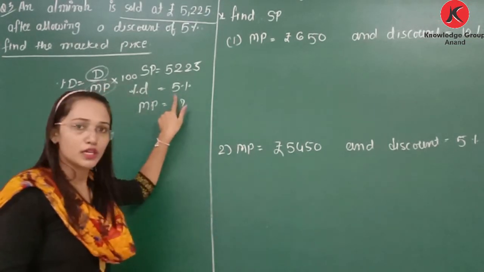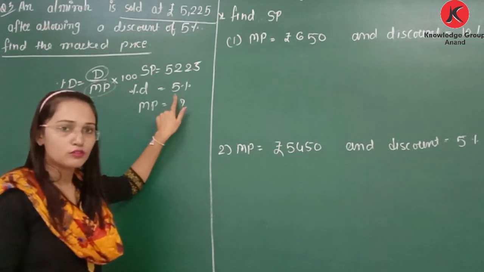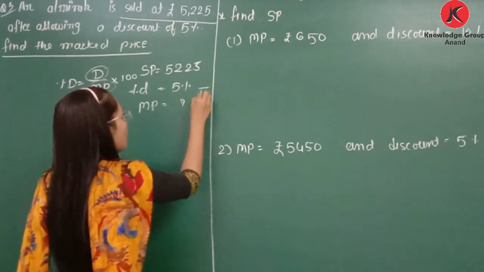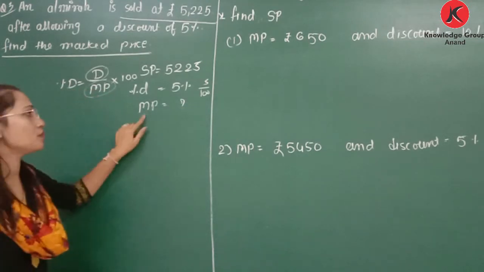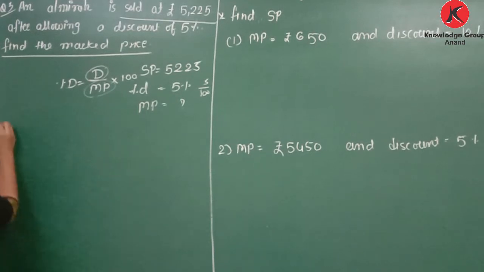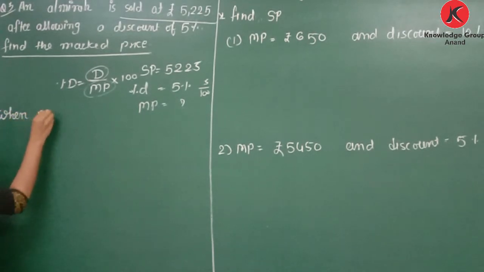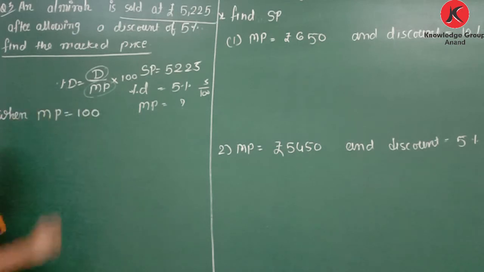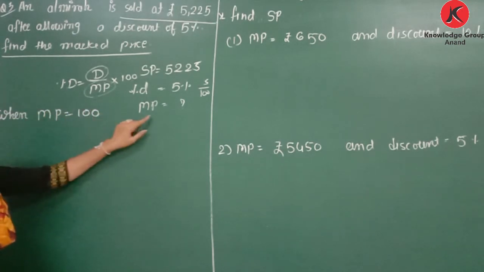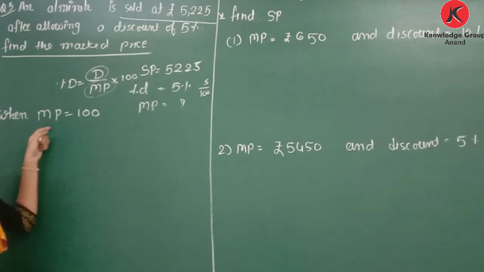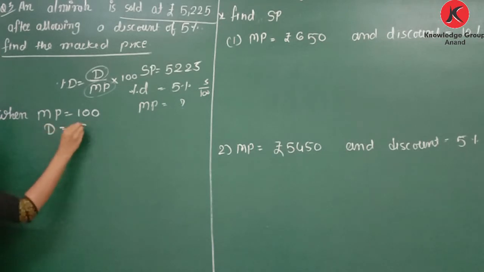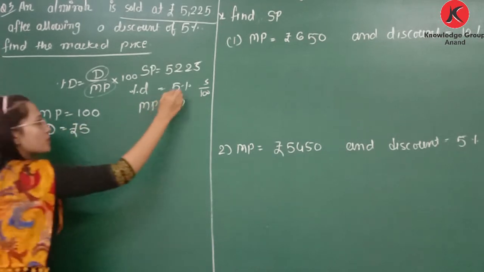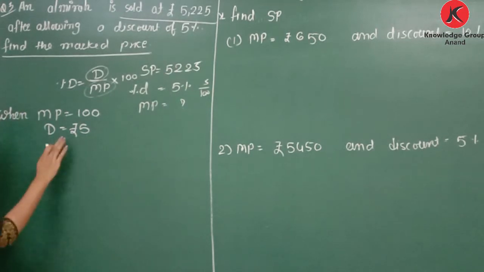This is 5%, it means from 100 it is 5. 5% means what? From 100 it is 5. So we use this value to solve the equation whenever the mark price is not given. So we start when mark price is 100. Because discount is always calculated on mark price, so we consider mark price as 100. Okay. When mark price is 100, discount is 5 rupees. Why? Because 5% means from 100 it is 5. So if 100 rupees is the price, discount is 5 rupees.